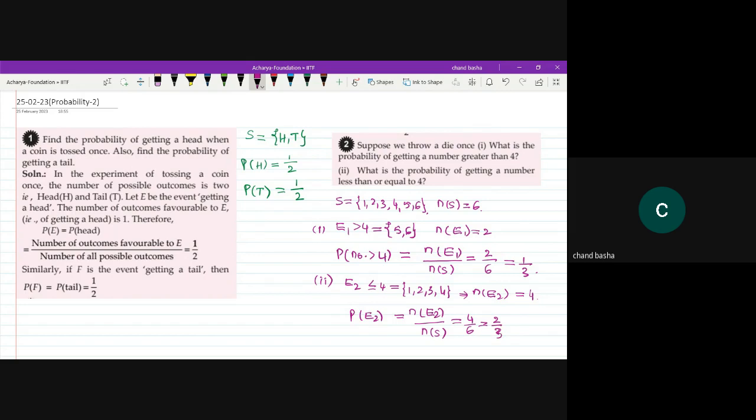Sir, when I'm adding these two, can I get 1? Yes, you can get 1 because all the numbers that we have included, 1, 2, 3, 4, 5, 6. So total probability that we have completed.